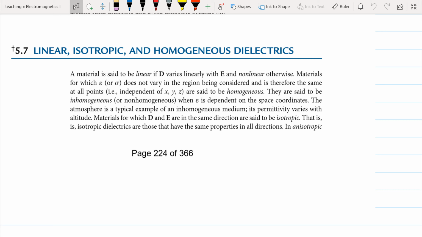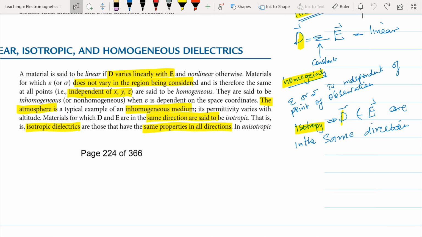We now cover the subtopic linear, isotropic, and homogeneous dielectrics. So we start with the material that is said to be linear. The main item here is that D varies linearly with E, or the electric field strength. If you remember, we said this is electric flux density, and this is electric field strength.